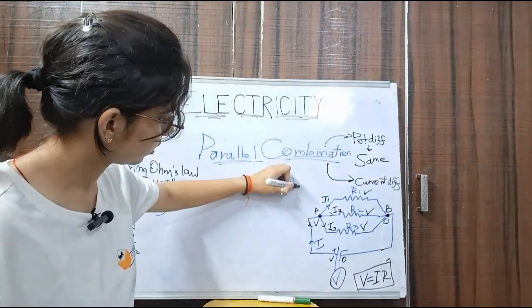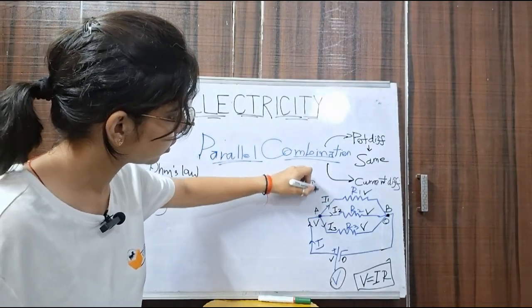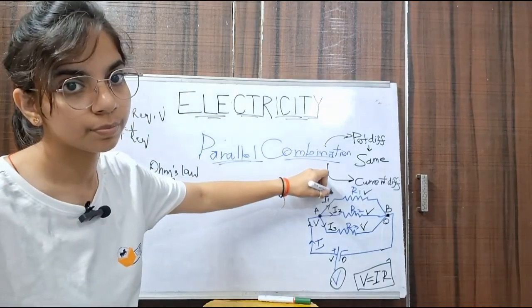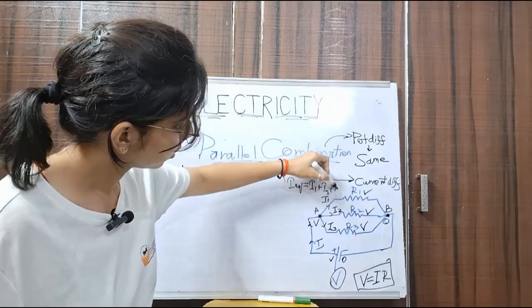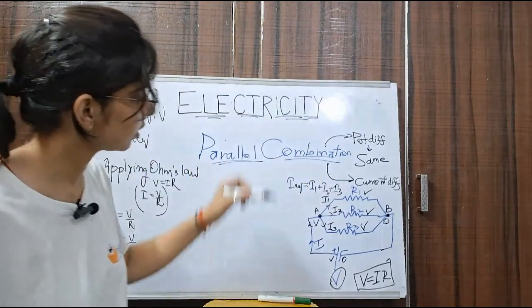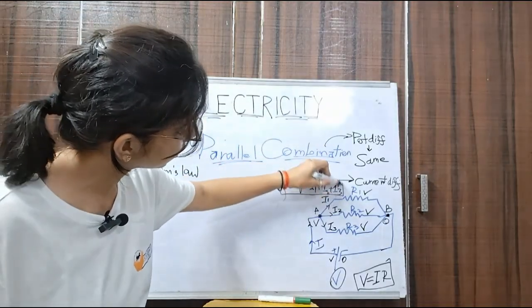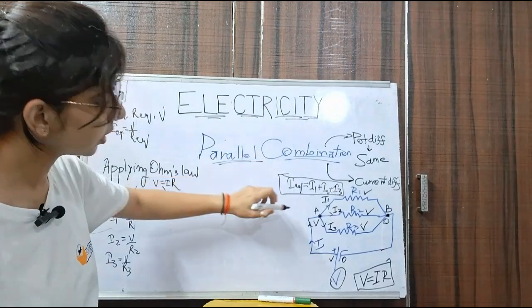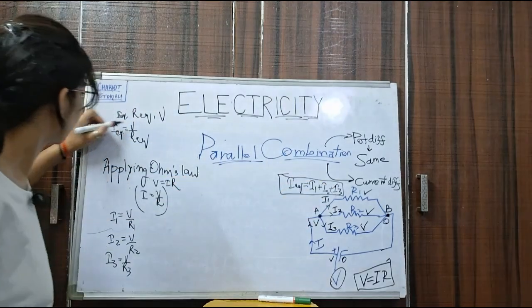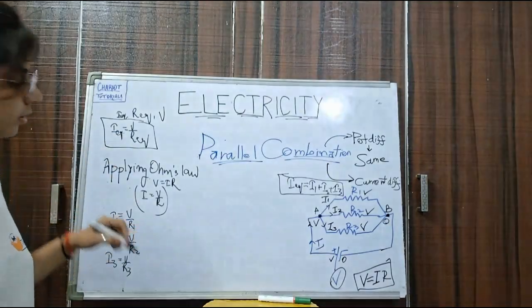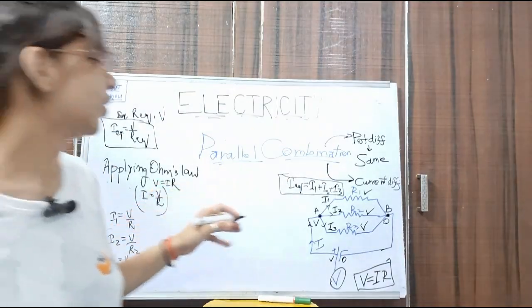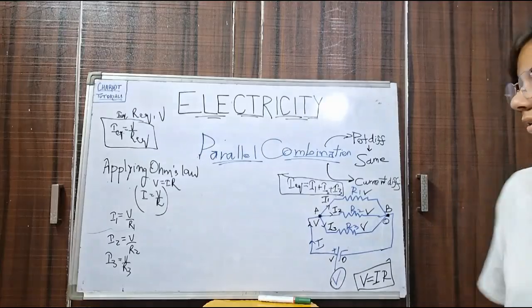I equivalent will be I1 plus I2 plus I3, right? So we have got our one equation: I equivalent is I1 plus I2 plus I3. And here we have I equivalent from Ohm's law, that is V by R equivalent. Now I am going to substitute the values in this equation.